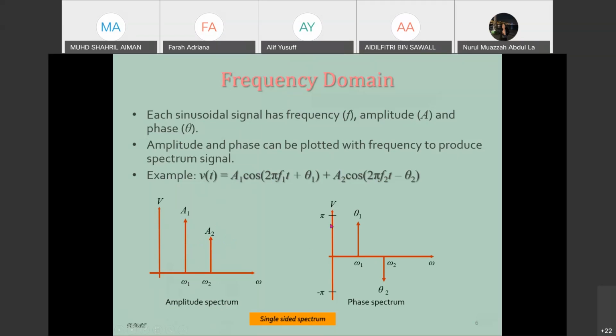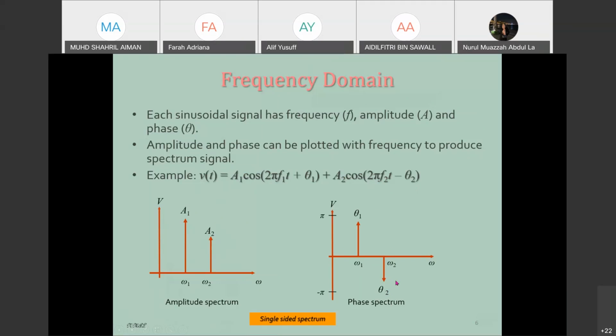And then another one, you draw phase spectrum. So this is against omega as well, because this is frequency domain. You plot here in terms of the phase shift. So this is theta 1. Let's say theta 1 here is given less than pi, so you plot like this. And theta 2 here is negative, so you plot at negative side.